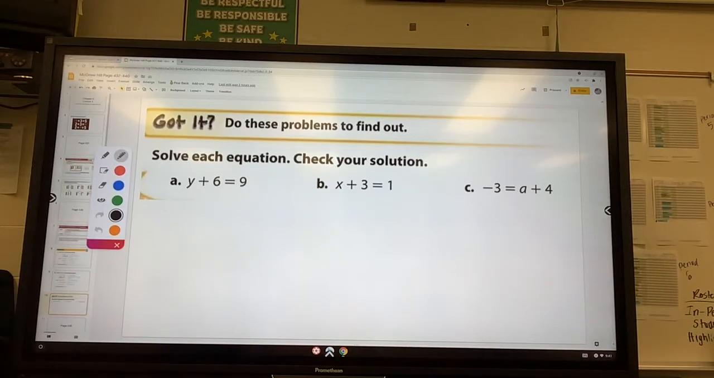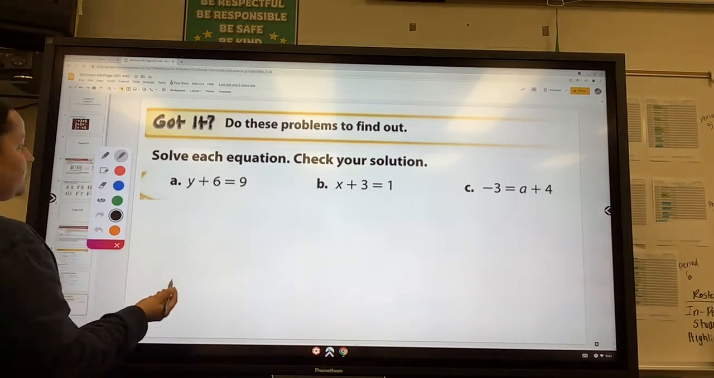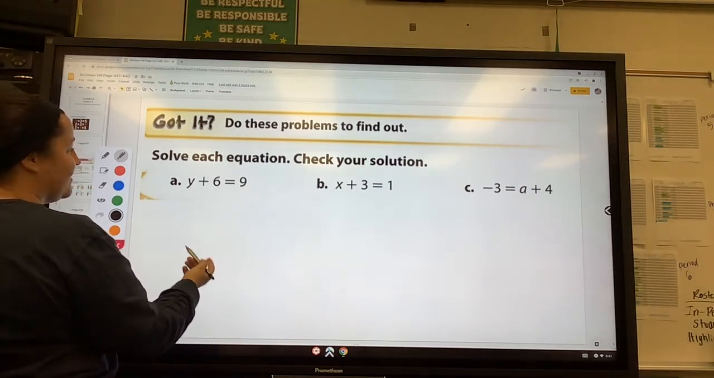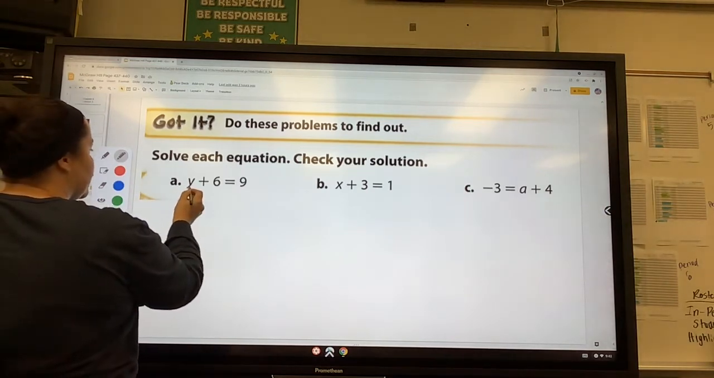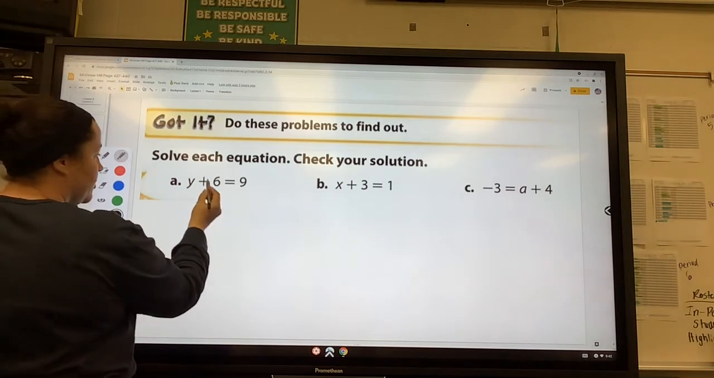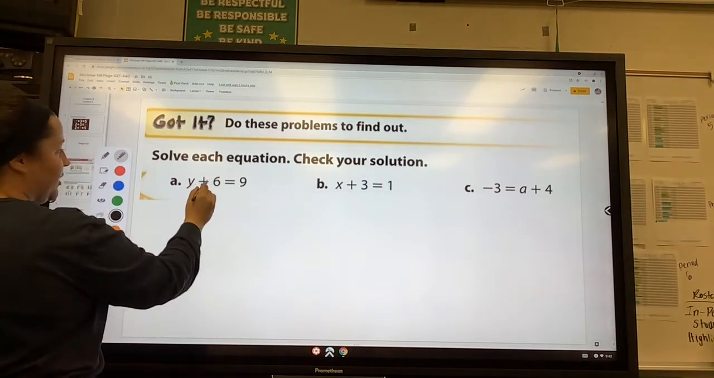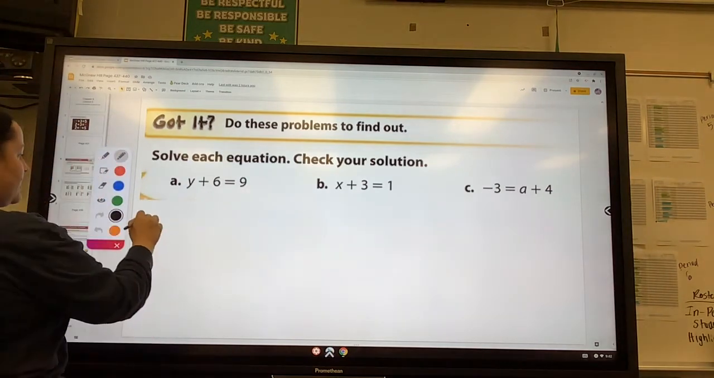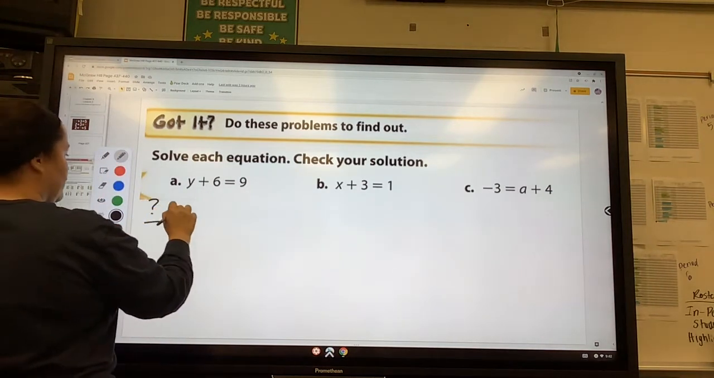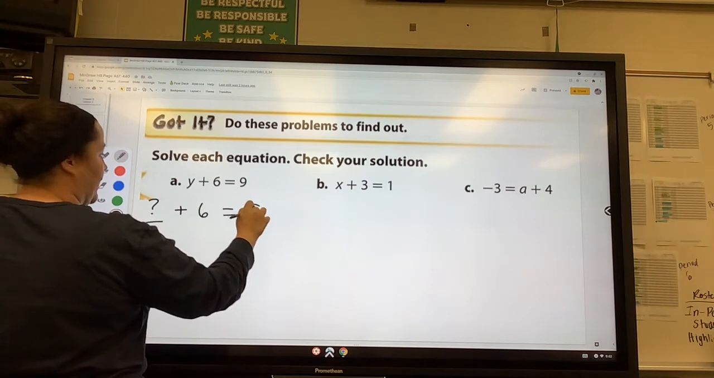Okay, so it says to solve each equation and check your solution. So one way you can solve these is just to isolate or get the variable alone, right? And so in this case, you want y by itself. So what plus 6 equals 9? In my head, I'm thinking there's some number plus 6 that will equal 9.